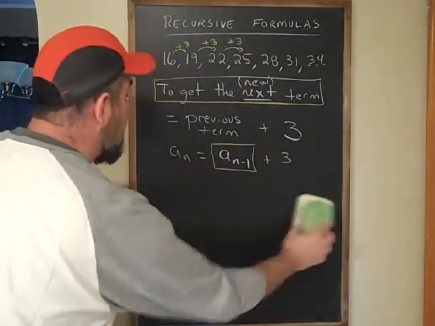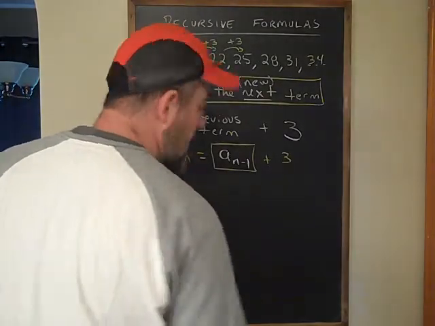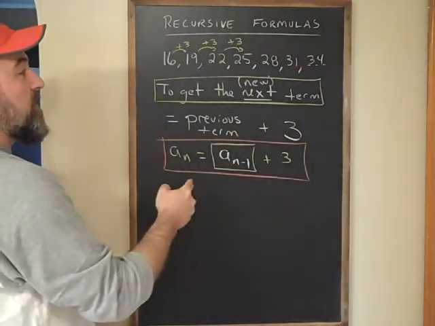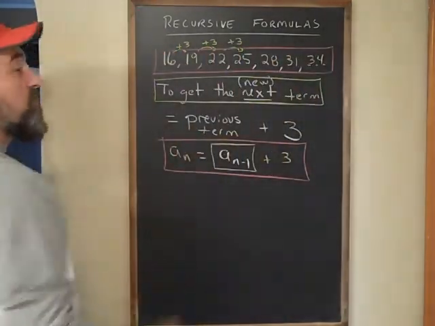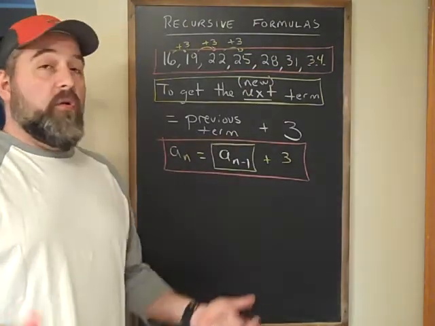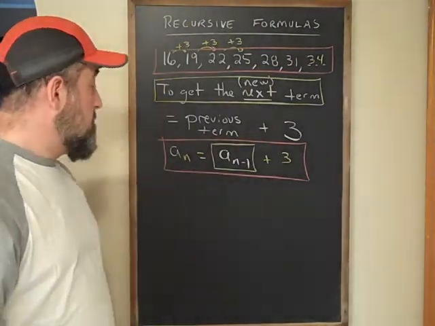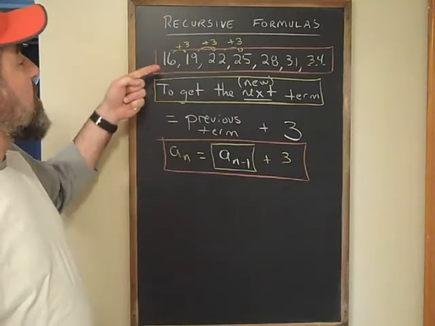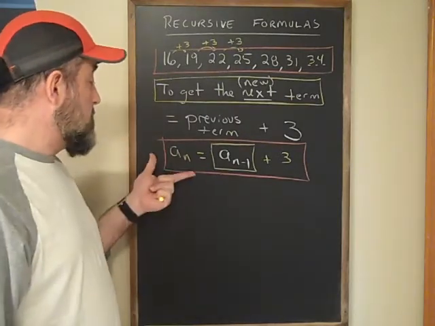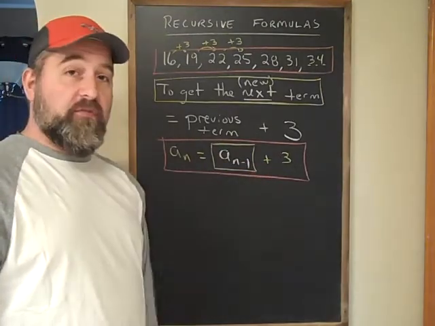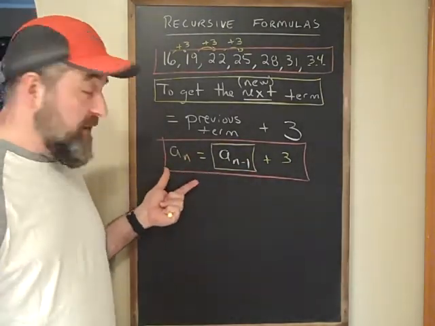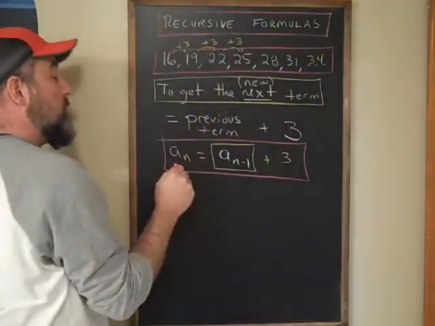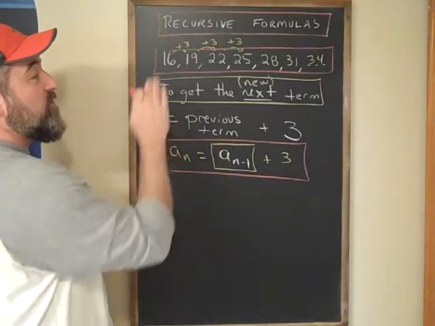Now there's a problem with this. If I told you that this right here was the formula for this sequence, there's a problem. And the problem is, do you know what you start with? If you just saw that formula, how on earth would you know you start with the first term being 16? You don't. It just says any term is the previous term plus 3. So the first term could be anything. So the other part of the recursive formula, this is only one part of it. The other part of it defines what the first term is.